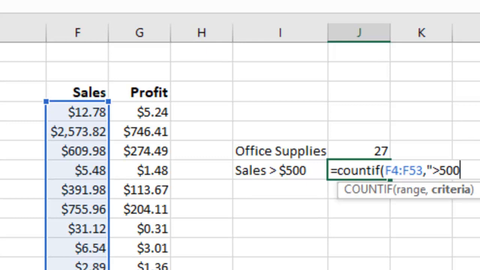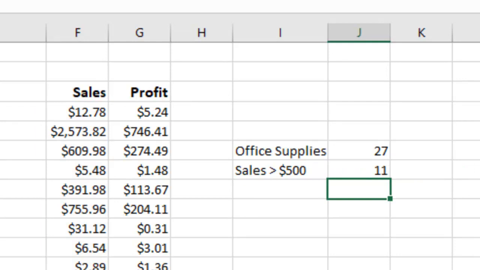I can now close the quotes, close parentheses. So I am saying, look at the range F4 to F53, and count all the quantities that you see there, or should we say all the money that you see there, that are above $500. Press enter, and there are 11 entries that are above $500. That is the COUNTIF. Enjoy.